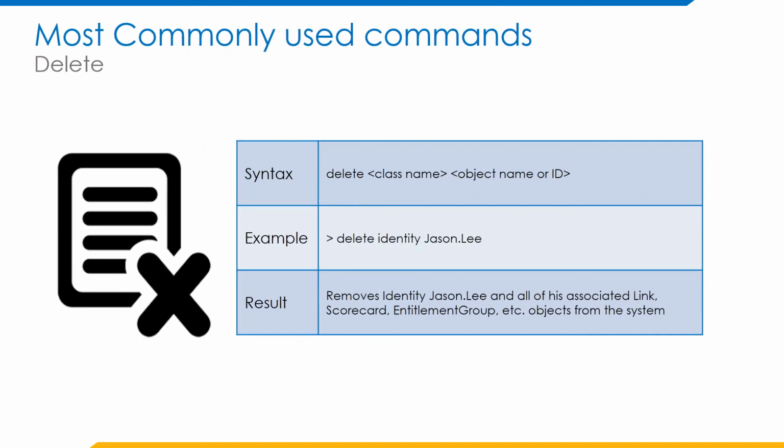The delete command deletes the named object and removes all of its references. If we look at the example command, delete identity Jason Lee, it will delete Jason Lee's identity object and all of the associated references like link, scorecard, and entitlement group, etc. Actions of this command cannot be reverted, so this command should be used with extreme caution.